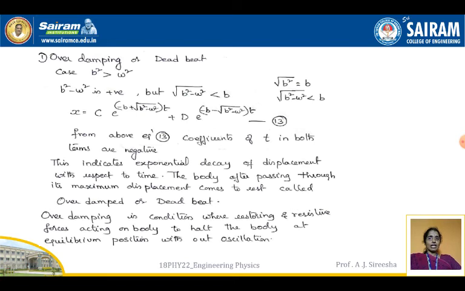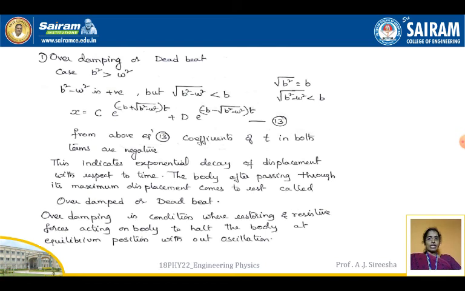This is equation 13. If you assume that b square minus omega square is a positive quantity, then what happens? The coefficients of t in both the terms are negative. This indicates there is an exponential decay of displacement with respect to time. The body, after passing through its maximum displacement, comes to rest, called as overdamped or a deadbeat. So what is defined as overdamping is a condition where restoring and resistive forces acting on a body hold the body at equilibrium position without an oscillation.